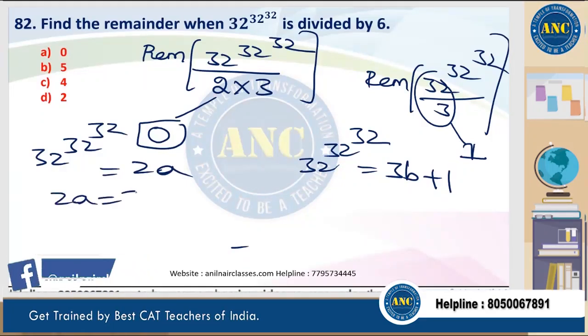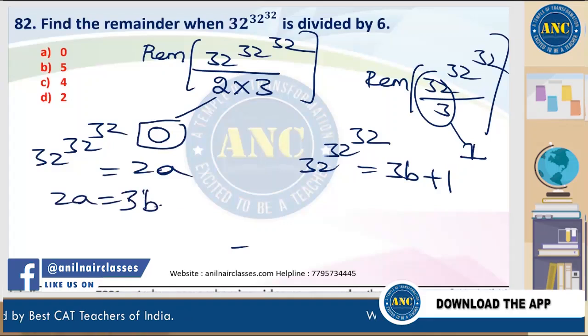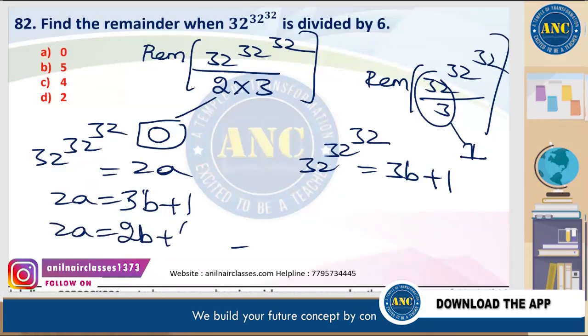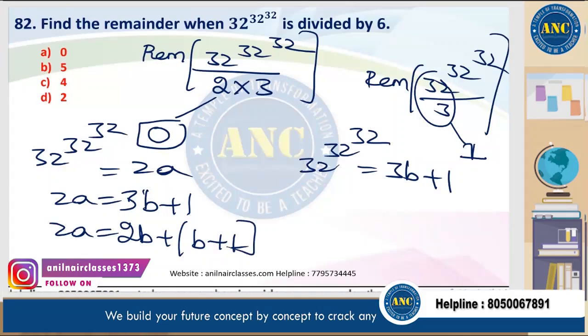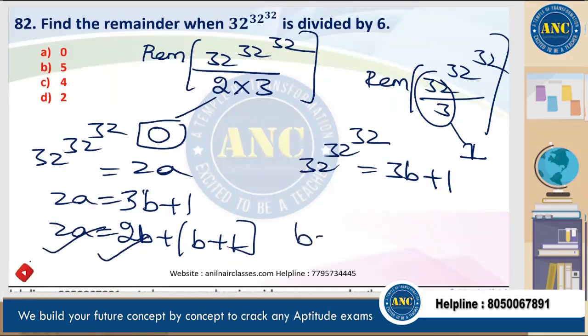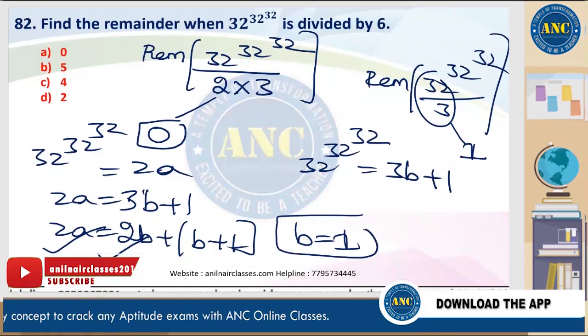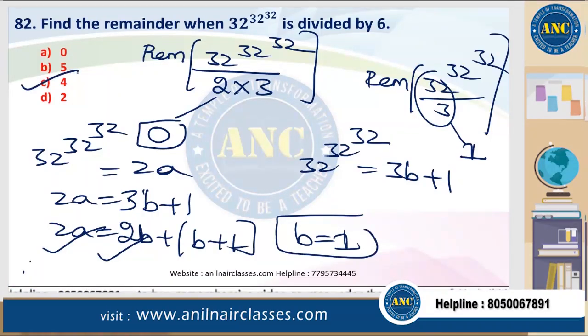So 2a is equivalent to 3b plus 1. So this is nothing but 2a is 2b plus b plus 1. Even number. So b has to be 1. If b is 1, 3 into 1 plus 1, 4. I hope the idea is clear.